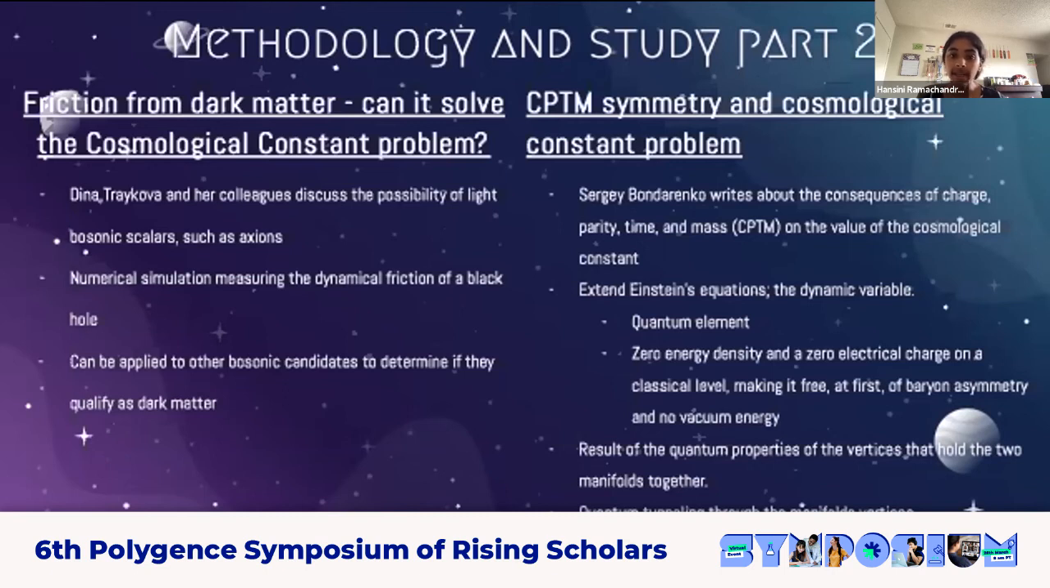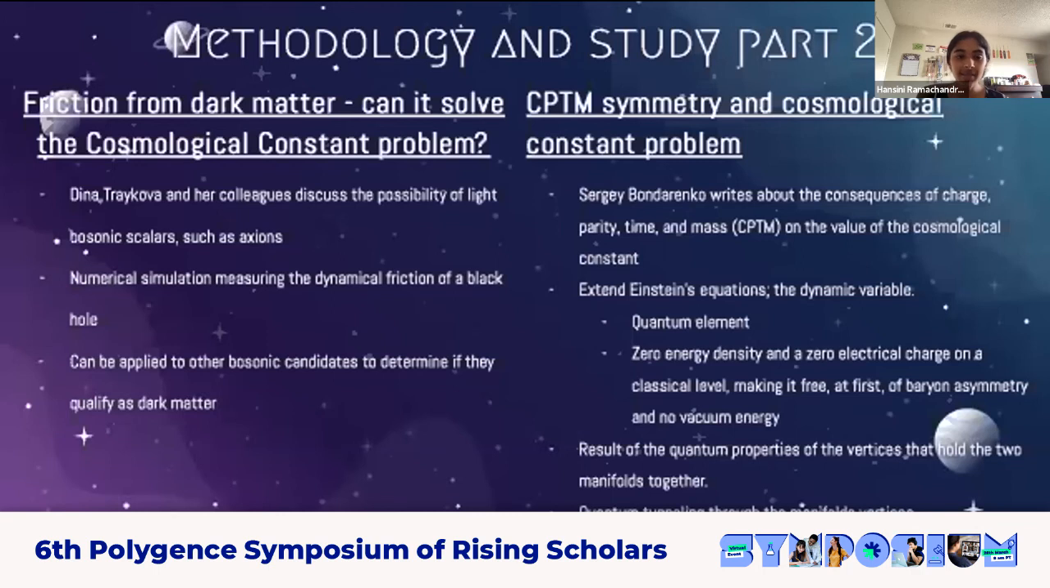She and her team conducted this research through a numerical simulation measuring the dynamical friction of a black hole moving at a relativistic velocity. They concluded that the model and study can be applied to other bosonic candidates, in addition to axions, to determine if they qualify as dark matter through a friction-based measuring approach. And this is a great example of how quantum physics and NMC have been paired together to explain phenomena such as the existence of bosonic scalars using friction.